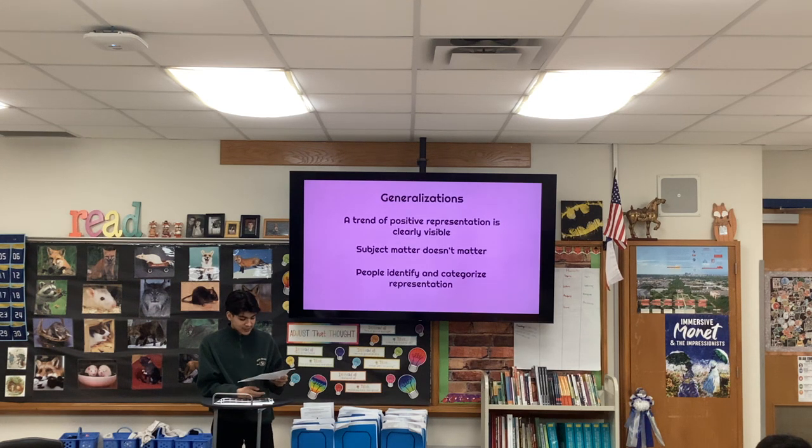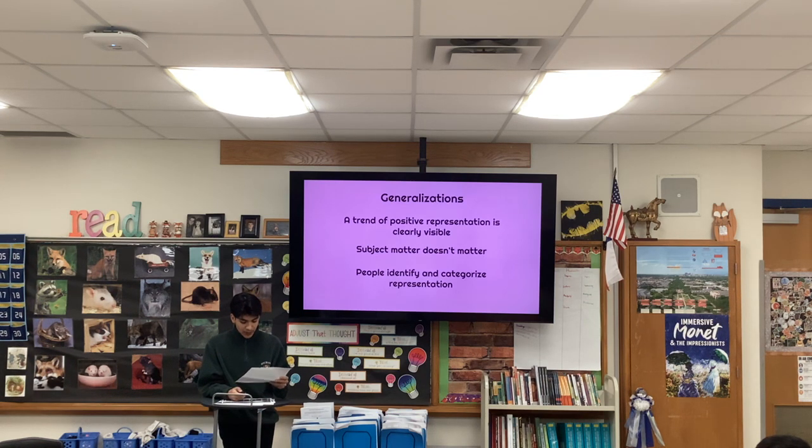So what generalizations can we make out of this? We can say that there is a positive trend in representation that's clearly visible, as shown by the numbers we looked at. We can also say that the subject matter of a movie does not matter, and that a movie can be a non-trans-centric story and still contain a positive character. That's something we wouldn't necessarily expect, because the story is unrelated; it just contains a trans character.